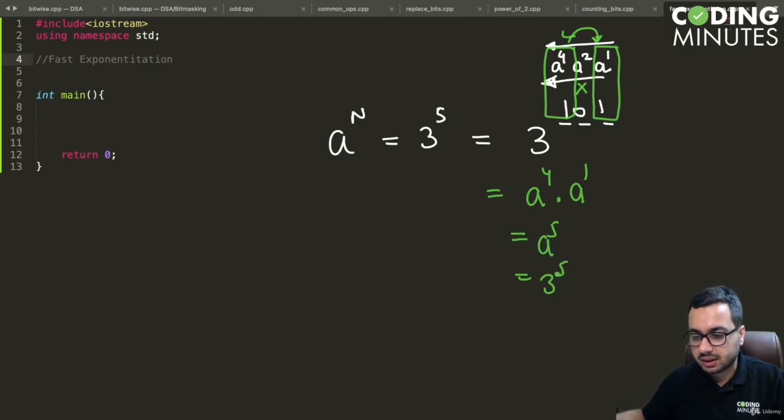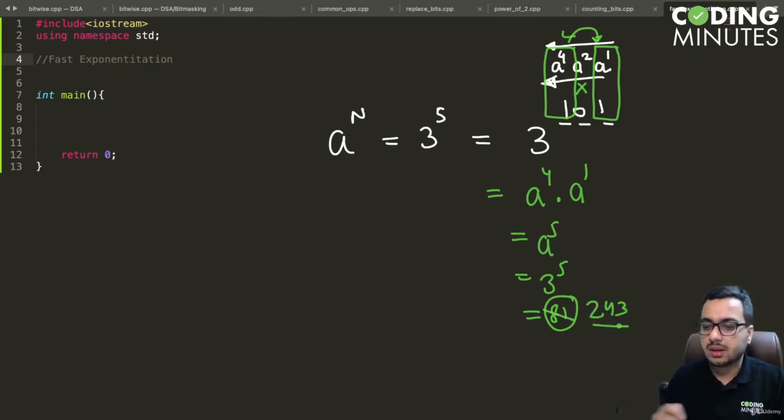A is 3 raised to the power 5. So this is going to give you the result 81 multiplied by 3, that is 243. Okay, so basically by just iterating over the bits of that number, we get to know what powers we need to multiply. Now you may ask how we will implement it.